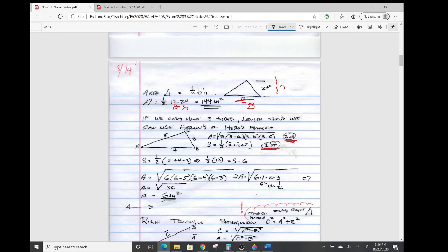So 6 times 1 is 6. 6 times 2 is 12. 12 times 3 is 36. You then take the square root of 36. You take the square root of 36, and what do you get? You get 6. You get 6 inches squared. All right?